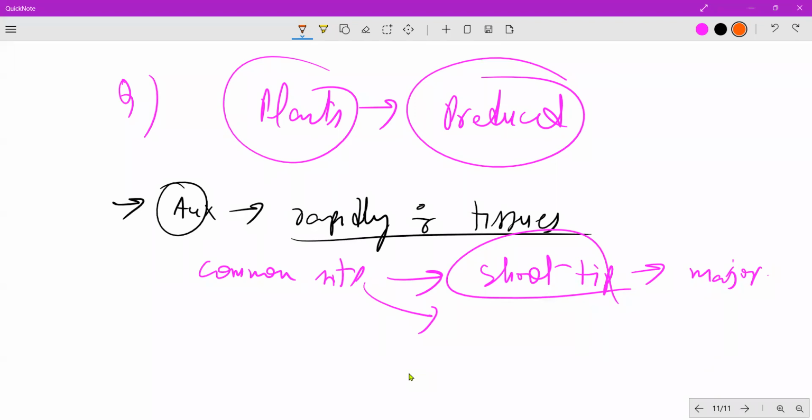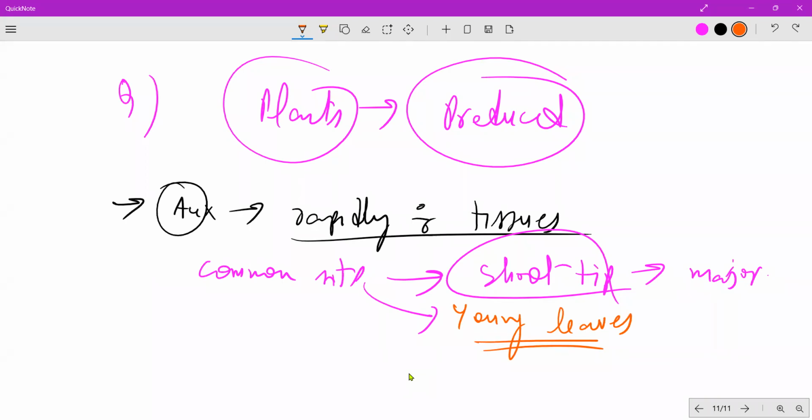So one of the sites is the shoot tip. The second major site, many of you may be thinking, is the root tip. Yes, root tip is a right answer, but it's not a major site. One of the major sites of auxin production we know is the young leaves. They also produce a lot of auxin.